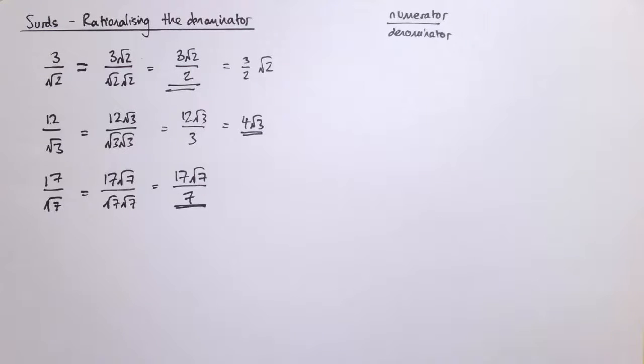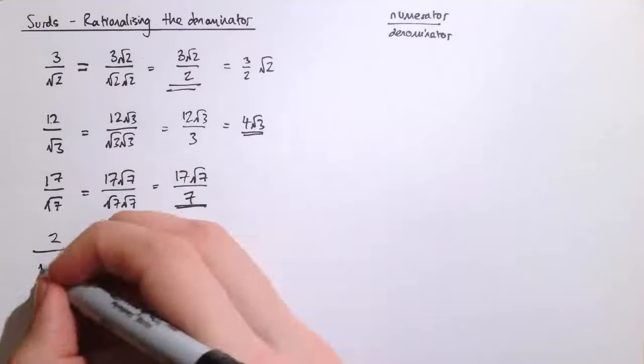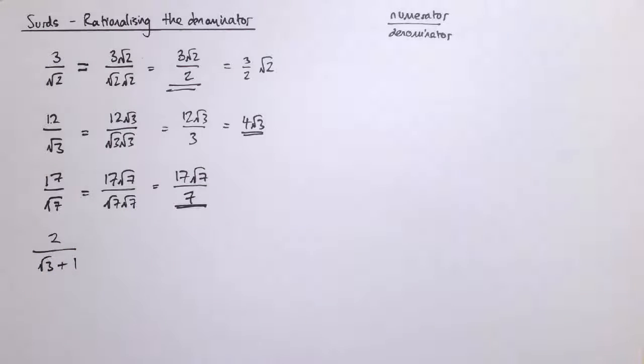So let's look at some trickier cases. What about if we had 2 divided by the square root of 3 plus 1? Here, just multiplying top and bottom by the square root of 3 isn't going to do it, because I'd end up with 2 root 3. I'd have to multiply everything on the bottom by root 3, and I'd get 3 plus root 3. It would still have a surd in the denominator.